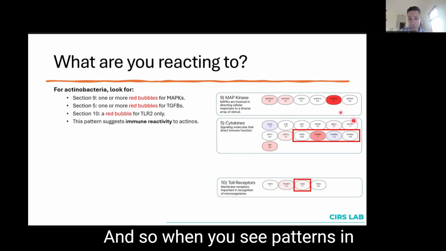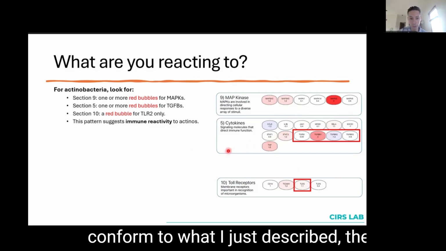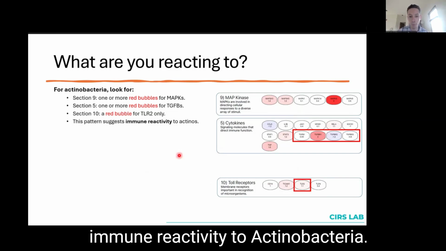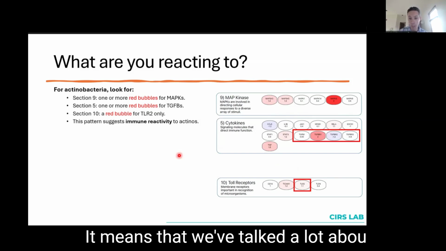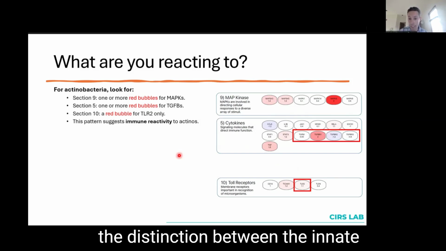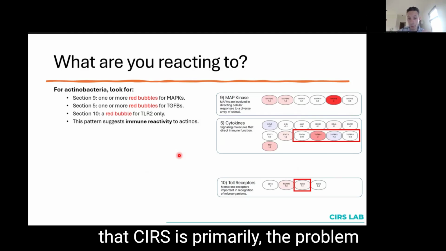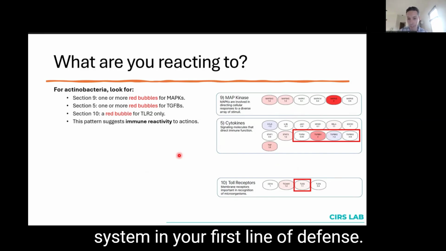And so when you see patterns in these sections that conform to what I just described, the interpretation is that you are showing immune reactivity to actinobacteria. What does that mean? We've talked a lot about the distinction between the innate immune system and the adaptive immune system. And we know that CIRS is primarily, the problem is primarily in the innate immune system, in your first line of defense.